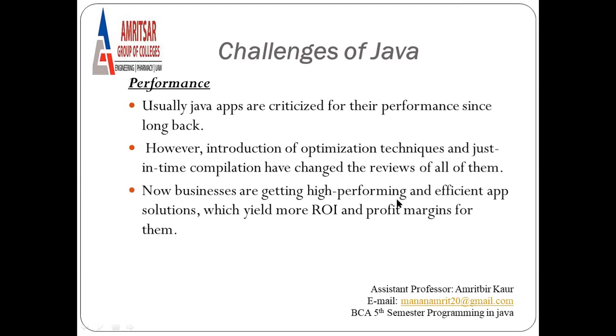Then performance. The next challenge is performance. So how does Java help in performance? Usually Java apps have been criticized for their performance since long back, because due to bytecode Java was slower than C and C++. But the introduction of optimization techniques and just in time compilation has changed the view of all of them. Because of just in time compilation, Java became faster.